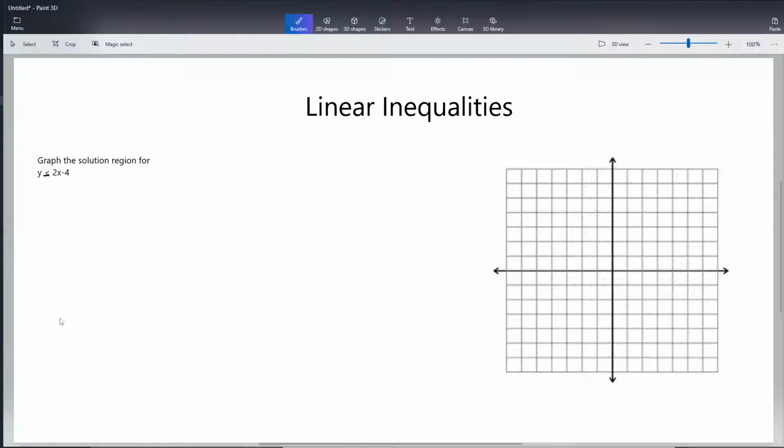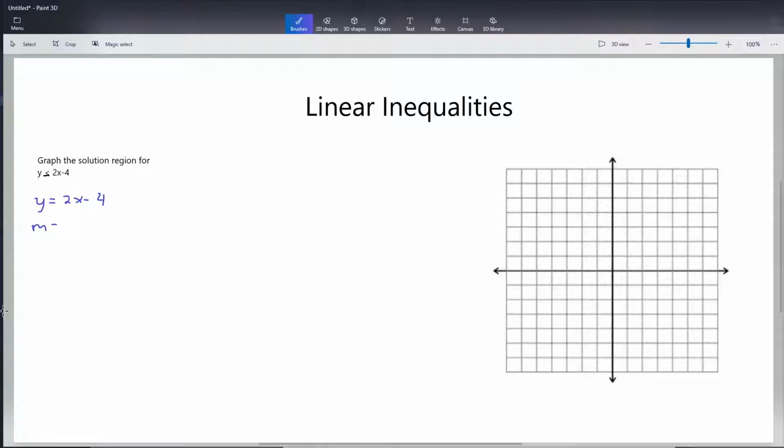So we're going to graph the solution region for y is less than or equal to 2x minus 4. Okay, so again, the first thing we're going to do is graph the border, which comes from the associated equation, y equals 2x minus 4. Now in the previous example, because our equation was in standard form, we used the x and y intercepts to graph. Because this is in the y equals mx plus b, or the slope-intercept form, I'm going to go ahead and use the slope and the y-intercept.